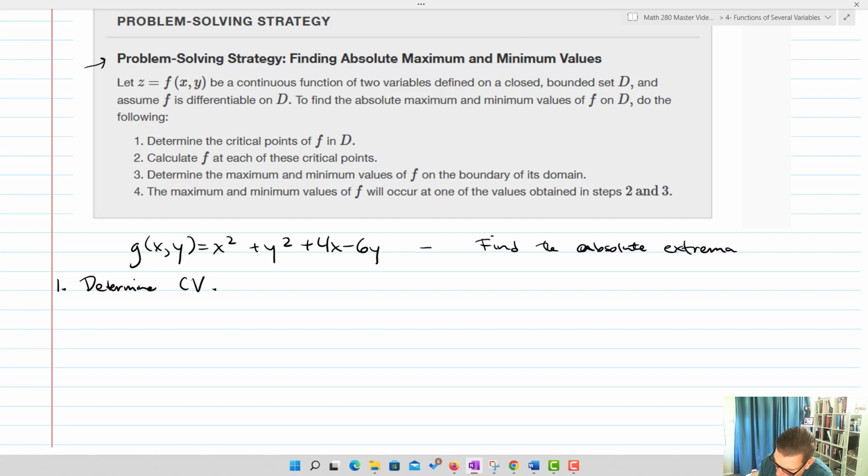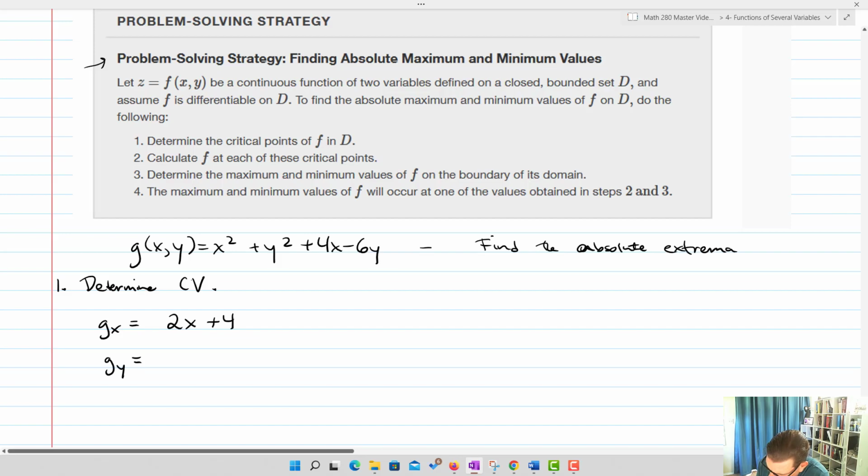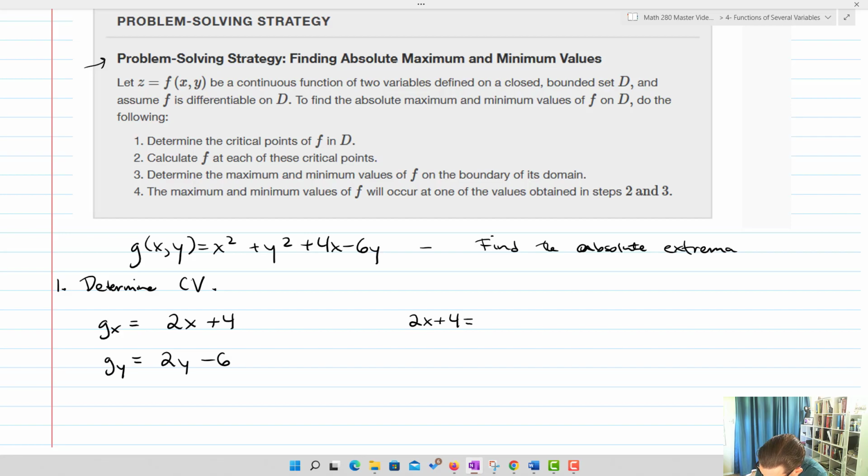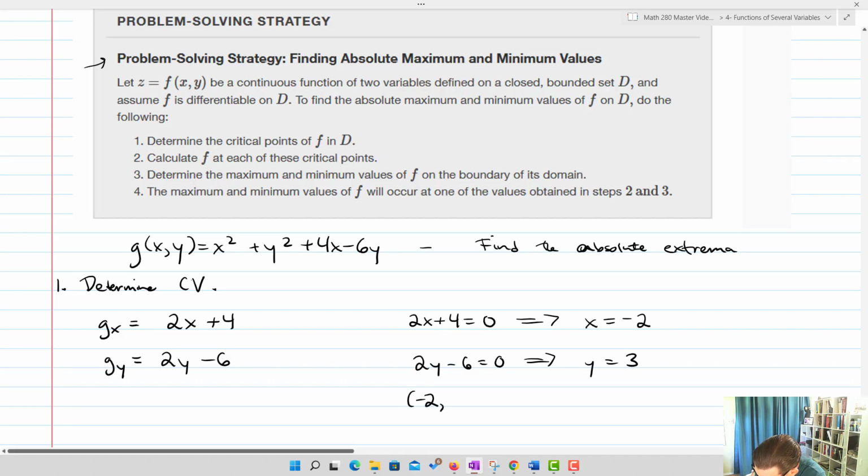That means we're first going to find gx, which equals 2x plus 4. And then we'll also determine gy, which is going to be 2y minus 6. We'll set both of those equal to 0 because we're trying to find critical points. So 2x plus 4 equals 0, which means x equals negative 2. And 2y minus 6 equals 0, so y equals 3. Our critical point is negative 2, 3.